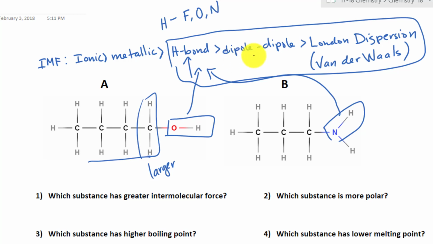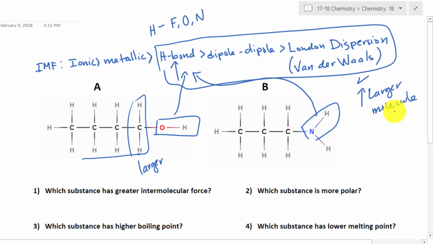So the next one is the dipole-dipole forces. Well, if they have hydrogen bonds, we know they have dipole-dipole forces. Do we have any extra dipole-dipole forces anywhere? No, we don't, right? So we have to look at the weaker type of intermolecular force, which is London dispersion. And what's special about this one is that the larger the molecule, the greater the London dispersion force. In this case, compound A is larger, so it would have greater London dispersion force.